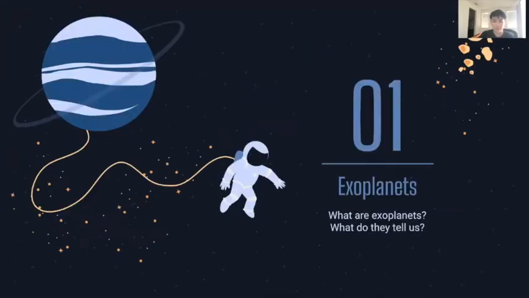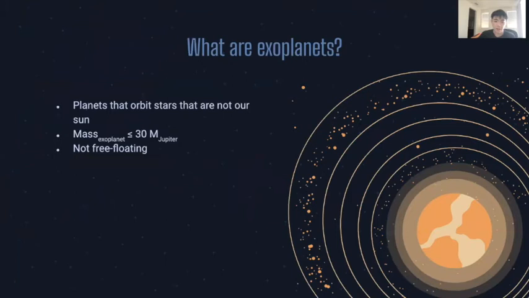So first, what are exoplanets? What do they tell us? Exoplanets are planets that orbit stars other than our sun. Some conditions for exoplanets are that their minimum mass or lower bound of mass must be at most 30 Jupiter masses. And also exoplanets must not be free-floating, which means that they must be gravitationally attached to a star.